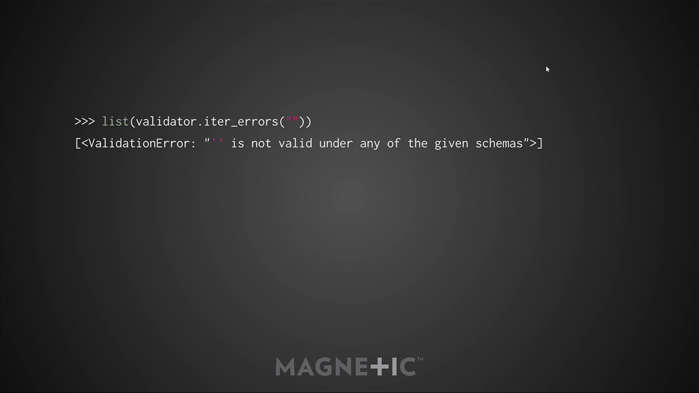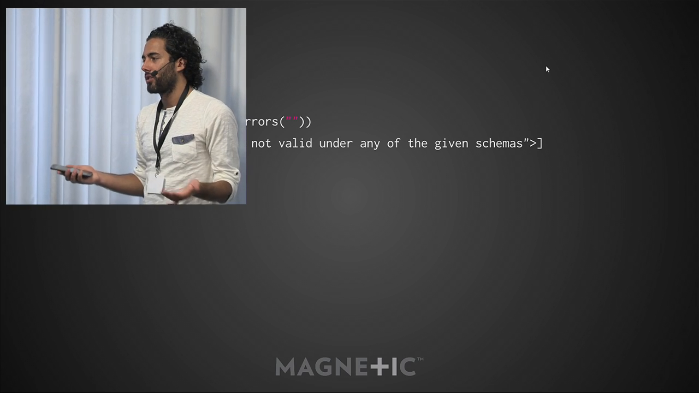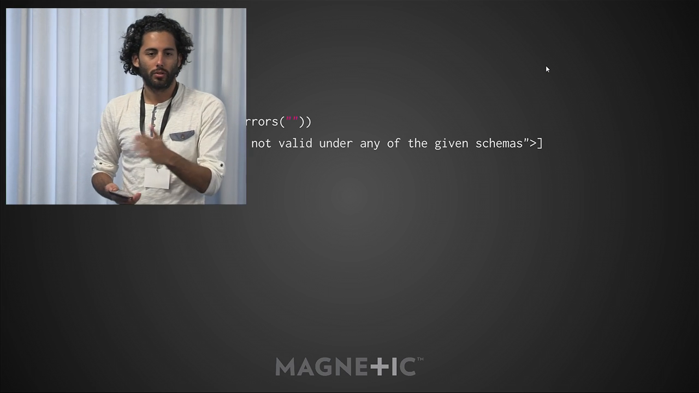But what we would like potentially more out of this is if I have a one-of with 10 things inside of it, which I wouldn't necessarily recommend, but if I did, it would be nice to know why, for each of those branches, my instance wasn't valid under any of those particular schemas.